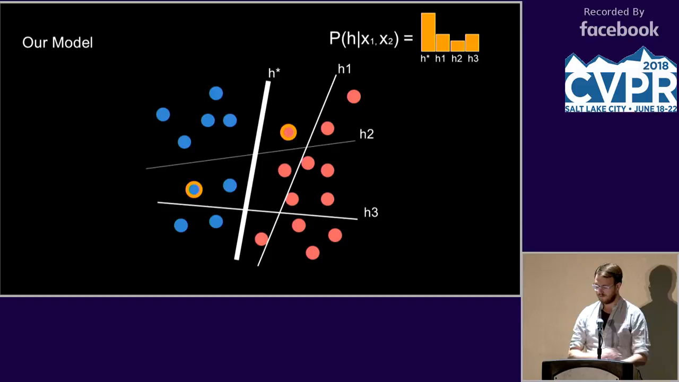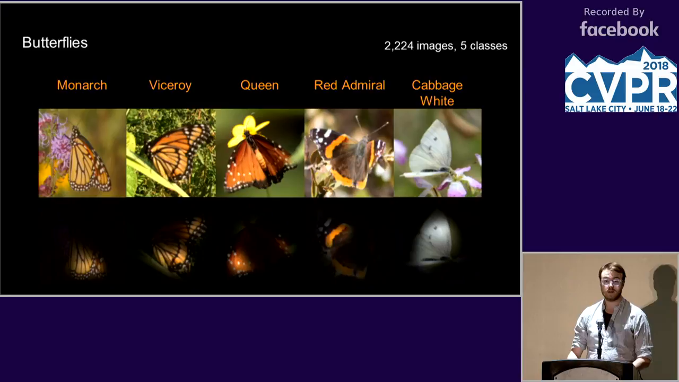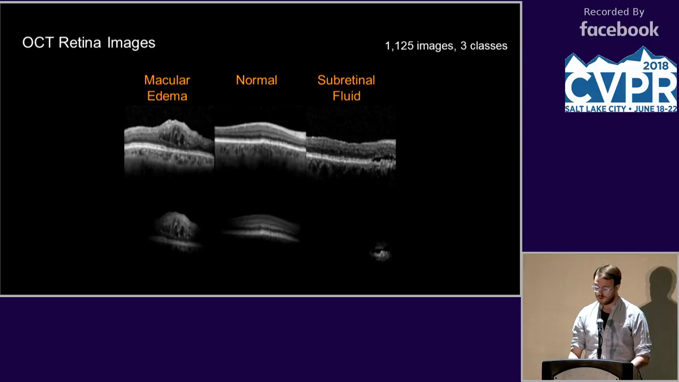So we performed experiments on real human learners across three different datasets using Mechanical Turk. Our datasets include images of butterflies captured by citizen scientists, where we see the representative images on top with their corresponding explanations below. Images of human retinas collected and labeled by ophthalmologists, and handwritten Chinese characters.